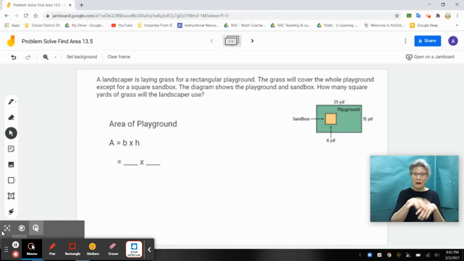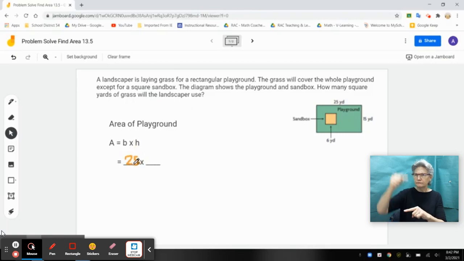Area of playground. So we know that we have to multiply the base times the height. And what was the base of the playground? That's right, 25. Then how about the height? That's right, 15. We used our diagram here to help us know that we need to multiply our base of 25 yards by our height of 15 yards. When we multiply those together, what do you get?